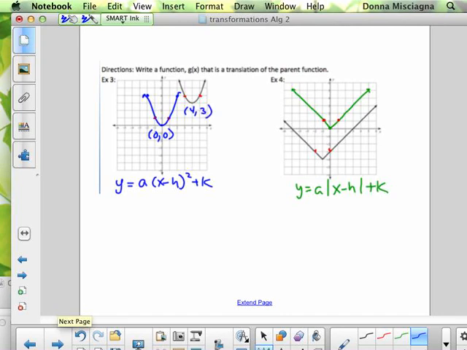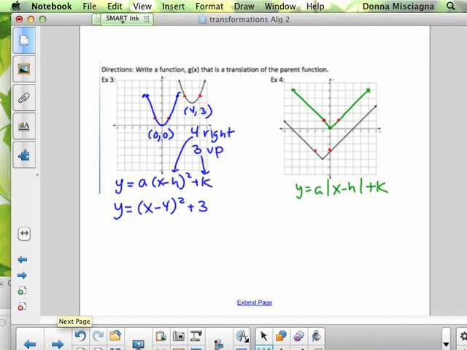So that means our graph moved 4 right and 3 up. So that means I need to replace the h with a 4, and I need to replace the k with the 3. So my equation will be y equals, and we'll drop the a because there's no point in writing a 1. y equals (x minus 4) squared plus 3. And there we go. And we'll spend a lot more time when we start graphing quadratics later this quarter. Let's look at the next one.